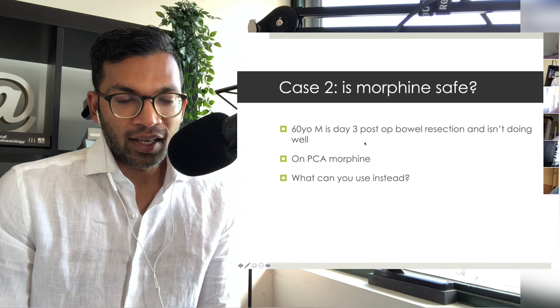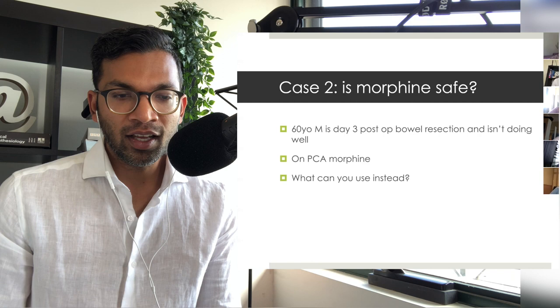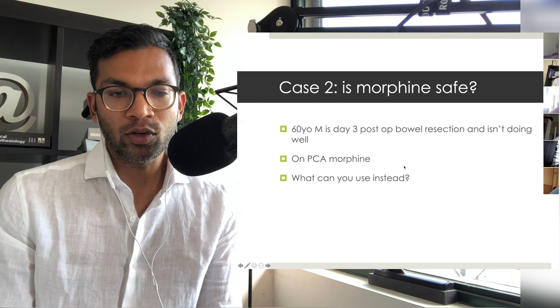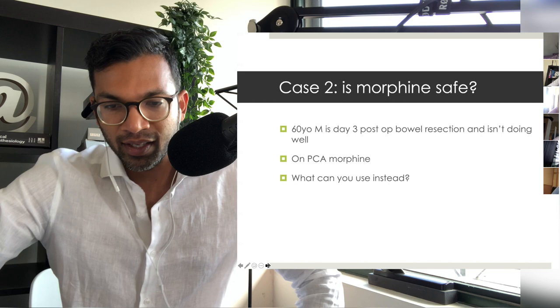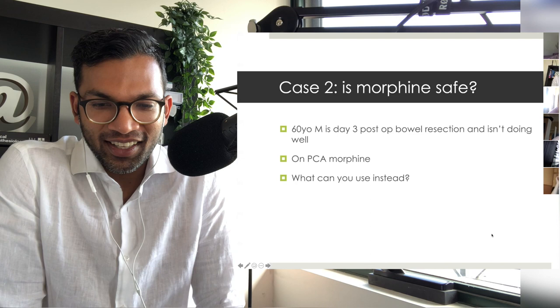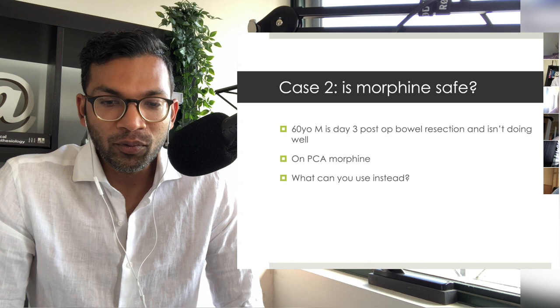So the same patient, day 3 post-bowel resection, isn't doing well. They're on PCA morphine, but there's obviously that problem. What other agents can you use if you're worried about the kidneys, instead of PCA morphine, or morphine as patient-controlled analgesia? Amy, go for it. Oh, no, I honestly have no idea. I don't know any that have, like, any of the effects on the kidney.